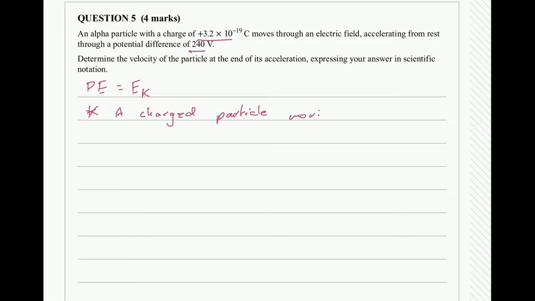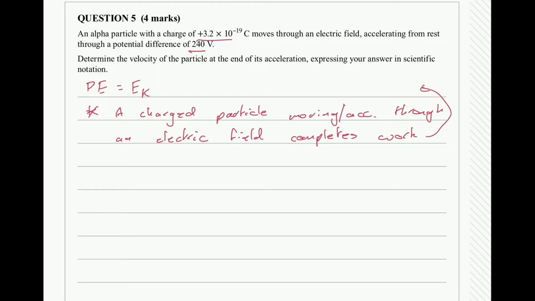moving / accelerating through an electric field completes work. And that's equivalent to our statement above. So that line there: our potential energy is equal to our EK. So what do we know?